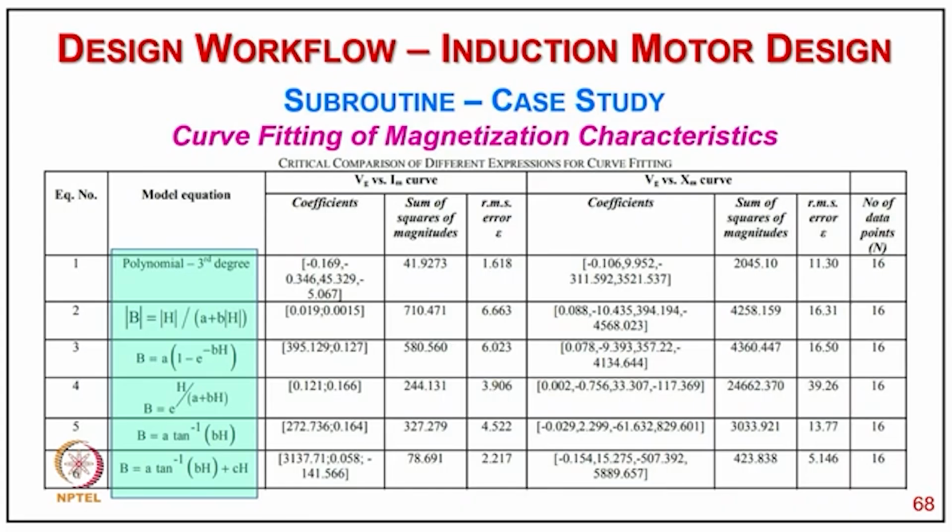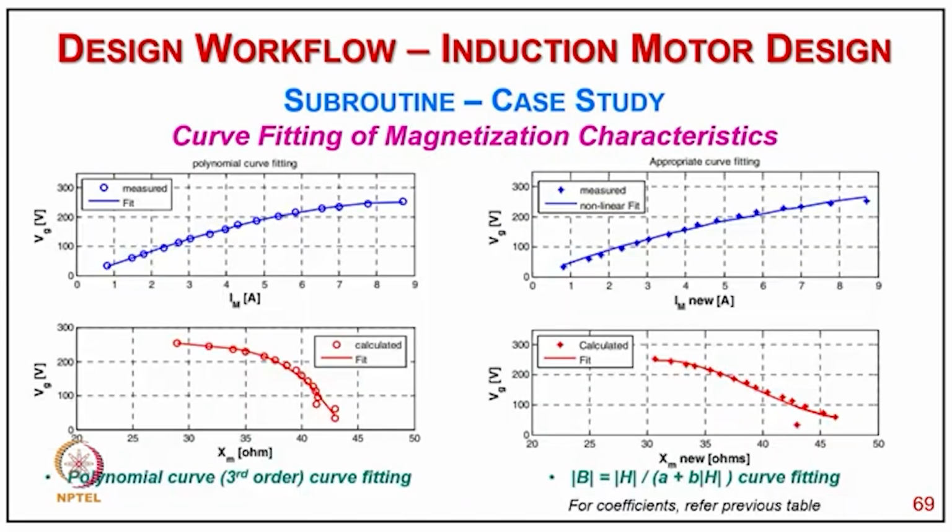So there are six ways of representing this magnetization characteristic with different parameters of these relations for the same machine, and then we calculate how many points are taken and what the RMS error is as a percentage. So these are the different characteristics showing how curve fitting is done by different methods, for a typical example of voltage versus magnetizing current, as well as air gap voltage versus magnetizing reactance.